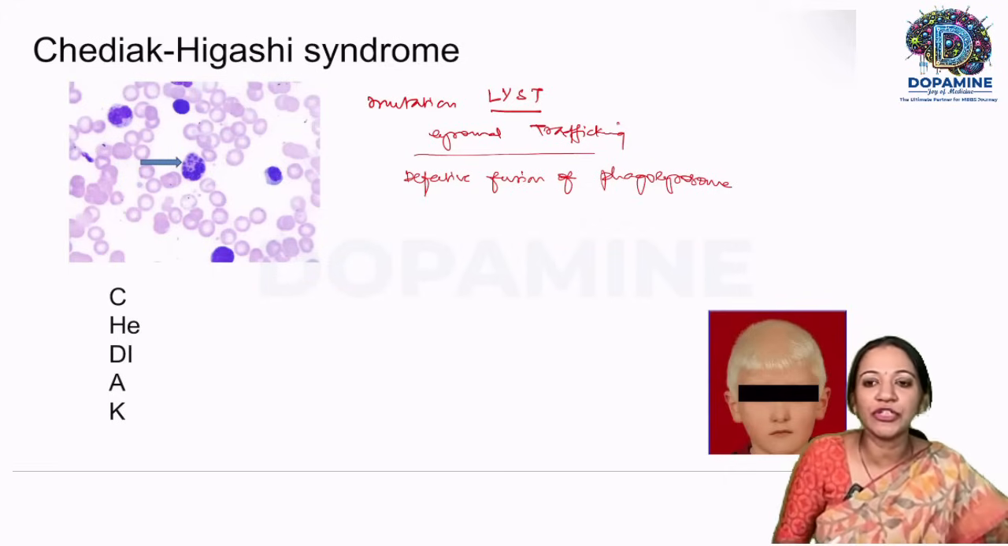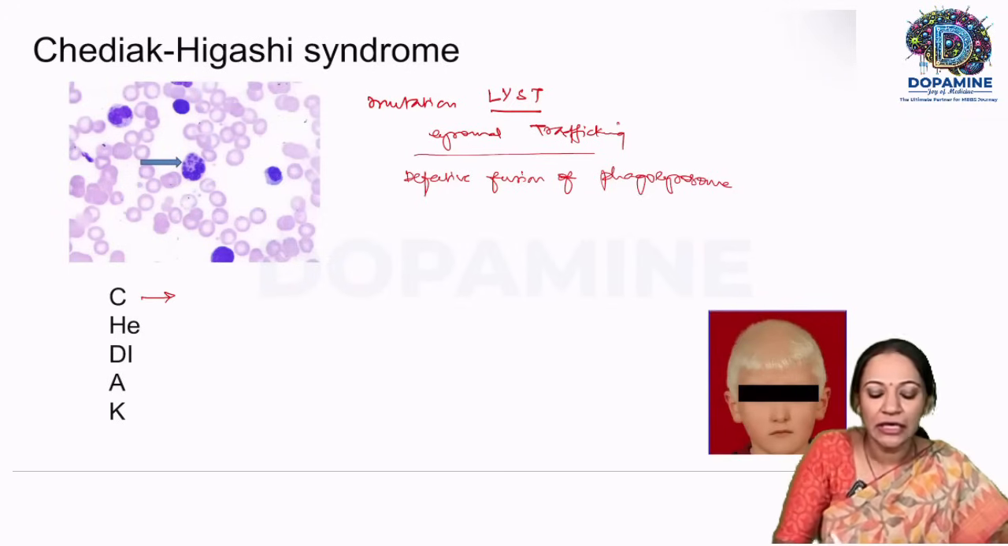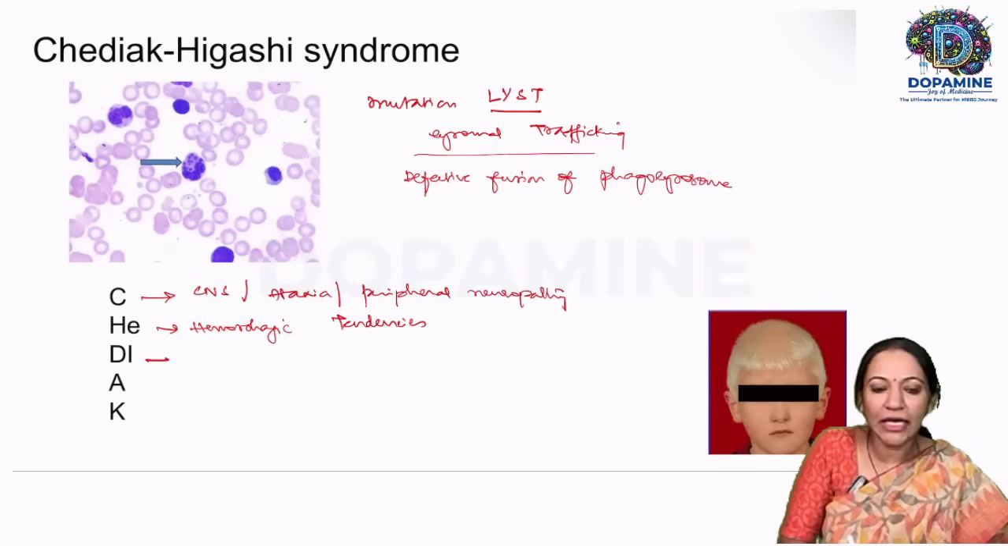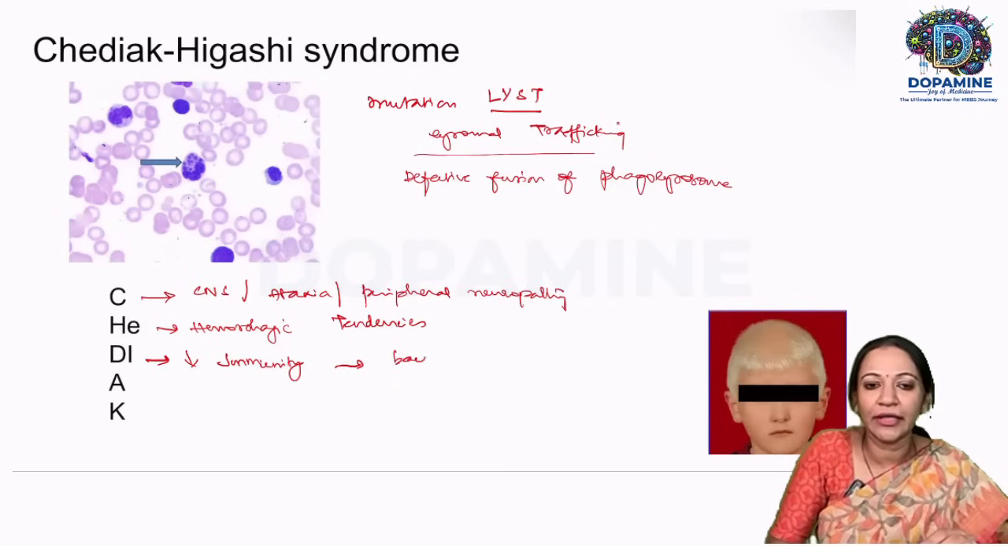So what are all the clinical features? We will go with the name of Chediak-Higashi. So C for CNS manifestation. So patient can have ataxia. They can have peripheral neuropathy. So H goes for hemorrhagic tendencies. DI obviously for decreased immunity. So these people have increased chances of bacterial infections. So that is very high in these people.